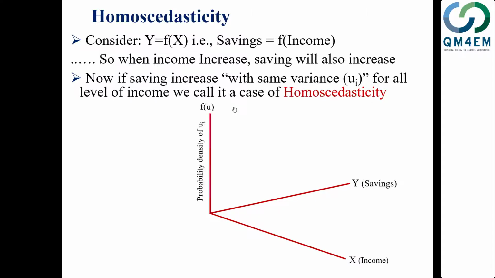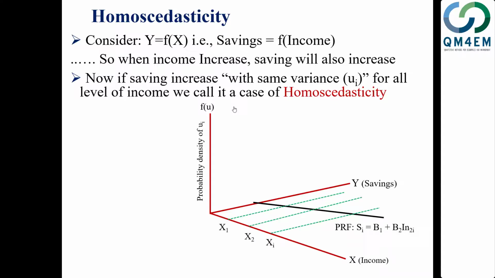Let me put it through a graph that will make it simpler. On the x and y axes, I have income and saving respectively, and I have the probability density function of the error term on the z-axis. Let's say we have some income level. This is the curve or line fitted to the relation between saving and income, and as you can see, it is an upward sloping curve showing that as income increases, saving also increases.